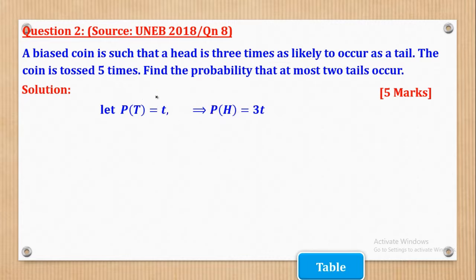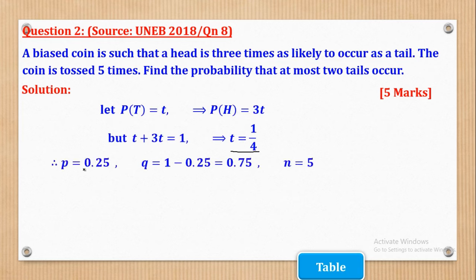Then after that, remember that total probability is equal to 1. Therefore t is equal to a quarter, implying that p is a quarter, because the probability of success is the probability of getting a tail. Then q is 1 minus p, which is equal to 0.75, and n is 5 because it was given here.